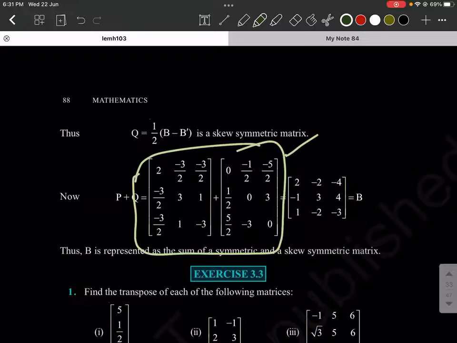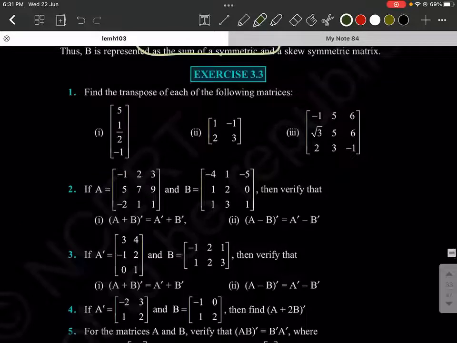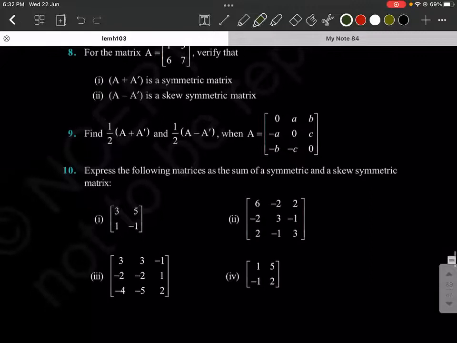Is it clear, guys? Yes or no? Give me a confirmation. Yes, sir. So can I assume that you will be able to solve these problems? Yes or no? You can solve them? Yes, sir.